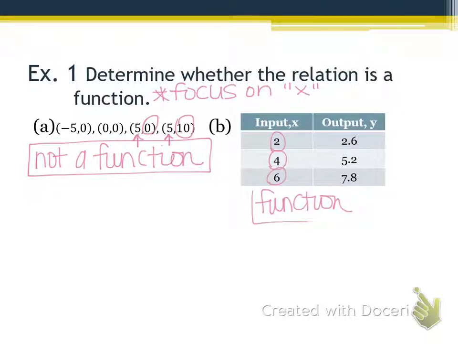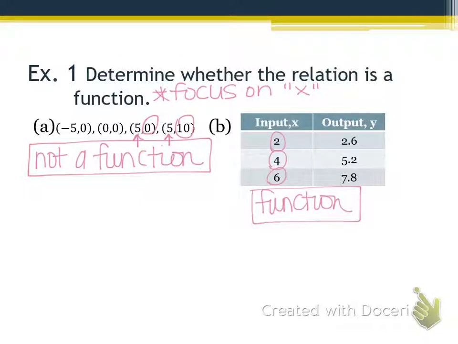This is why I want you focused on the X. Do you see how quick? If none of my X values repeat, it's a function. Because if there's only one of every input, then obviously for every input, there is only one output. All right? So that's why we're going to focus on X. If none of your X values repeat, it's a function. If they do repeat, and you look at those outputs and they're different, it's not a function.